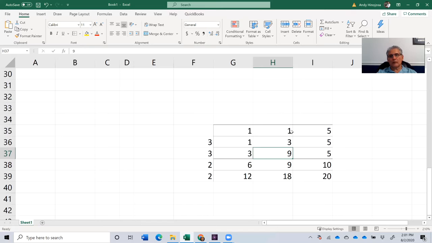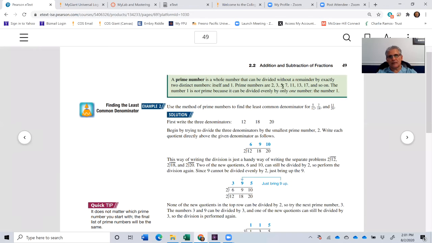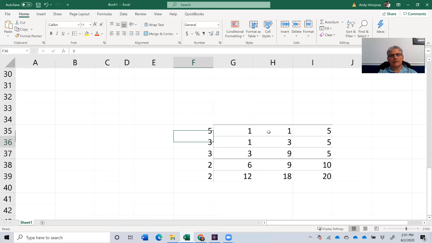So we have 1, 1, and 5. We can abandon the 3 because we know it doesn't go into any of those. And we'll get to the next prime number. The next prime number is 5. So we'll set 5 here. 5 doesn't go into 1 evenly, so the 1 carries up. 1 carries up. 5 does go into 5 1 time.